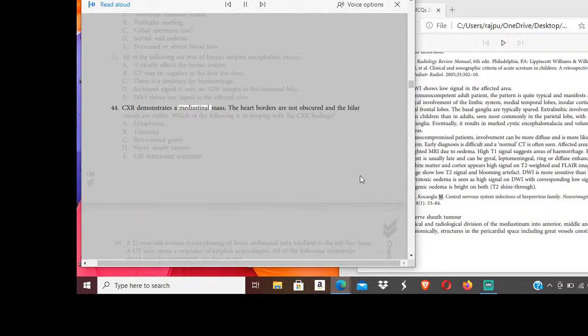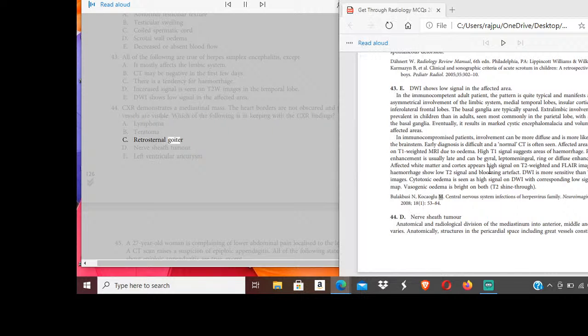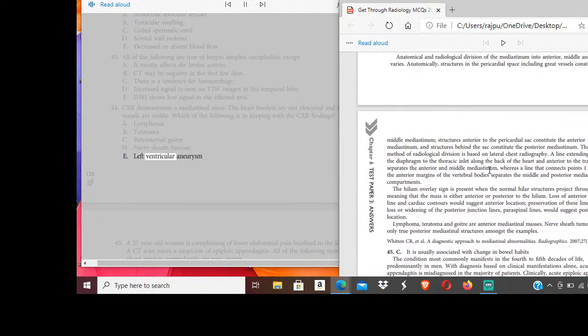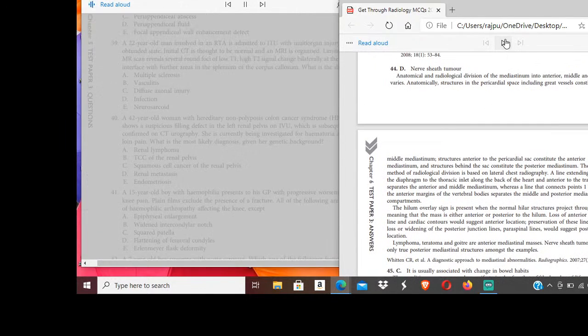CXR demonstrates a mediastinal mass. The heart borders are not obscured and the hilar vessels are visible. Which of the following is in keeping with the CXR findings? A. Lymphoma. B. Teratoma. C. Retrosternal goiter. D. Nerve sheath tumor. E. Left ventricular aneurysm.